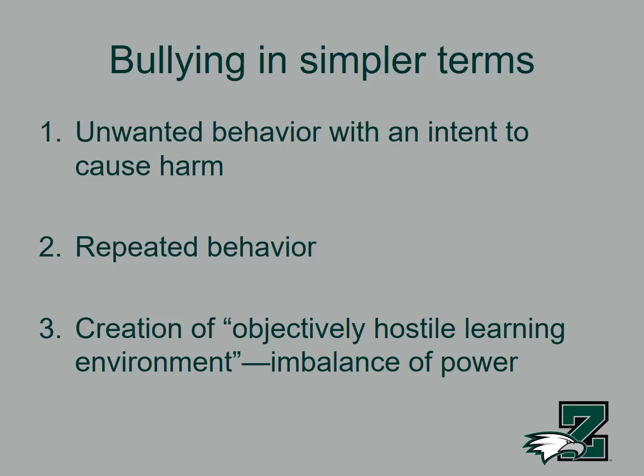And then the third prong is whether the behavior creates an imbalance of power, where the bully has a level of control over the victim, whether that is a physical advantage or a social advantage. Once again, in order for something to be classified as bullying, all three of these prongs must be met.